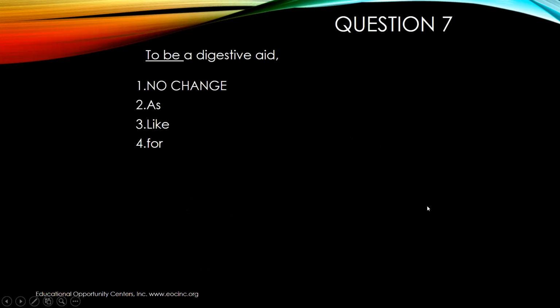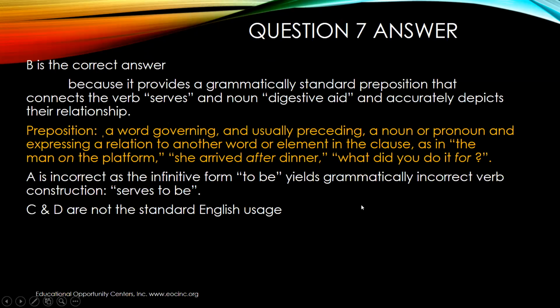How about number 7, to be or not to be? And again, everybody throw an answer into the chat. It looks like B. B is the correct answer. We're on a roll, aren't we? Very, very good.